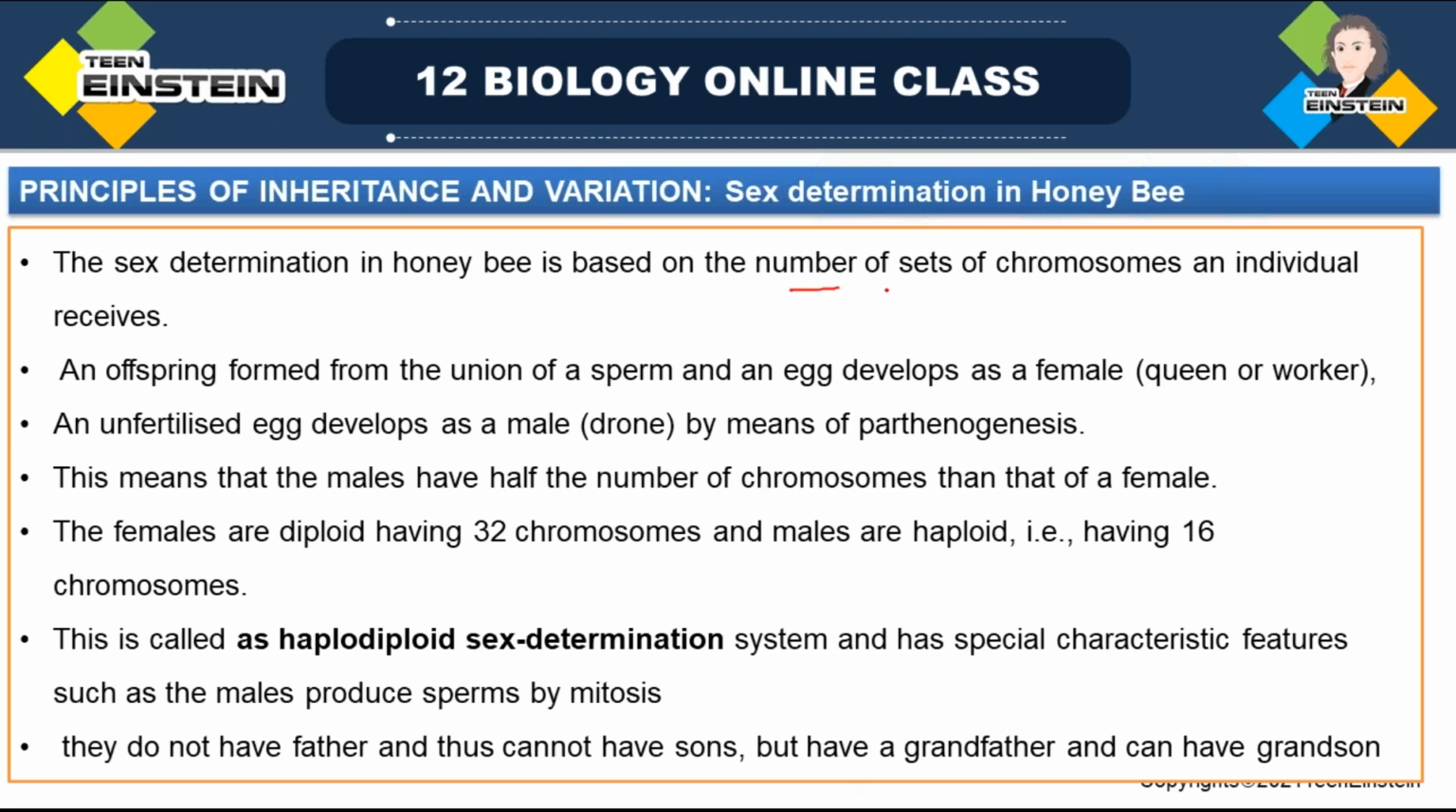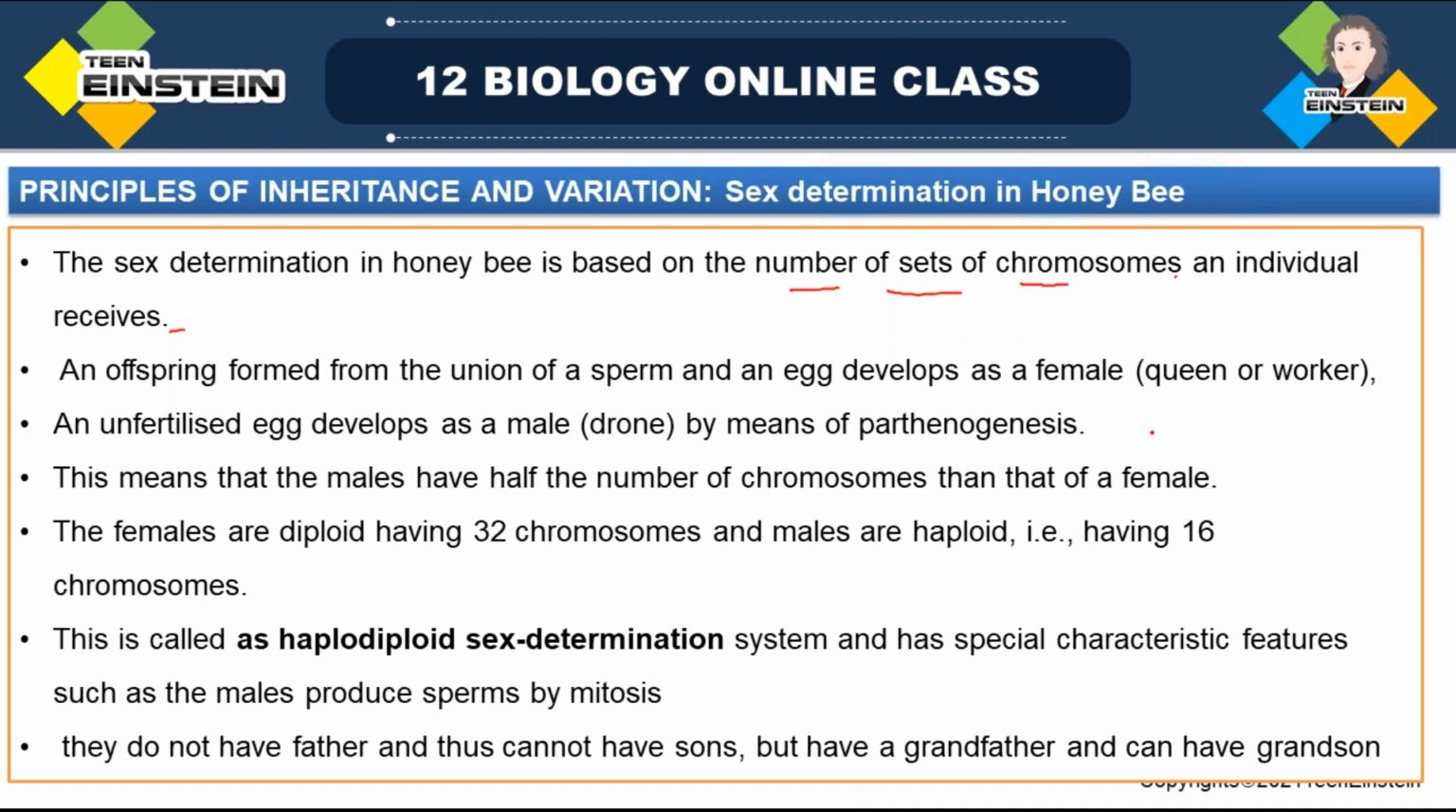So an offspring formed from the union of a sperm and an egg develops as female, queen or worker. If an egg is unfertilized, that develops into a male or drone. Actually, that is like parthenogenesis. That process is called parthenogenesis.